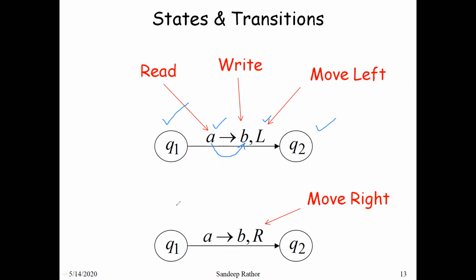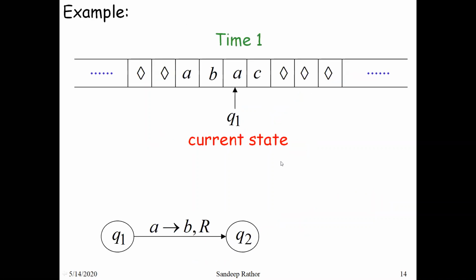Suppose another case: you write it in the same way, with the only difference in the direction; in place of L, you want to write R. So what will happen? In this case, after reading the A symbol from the tape, A is cancelled out and converted into B, and now the direction of the head will be right. This is the basic difference between these two transition diagrams. In the first one we use the left direction, and the second one shows the movement of the head to the right.